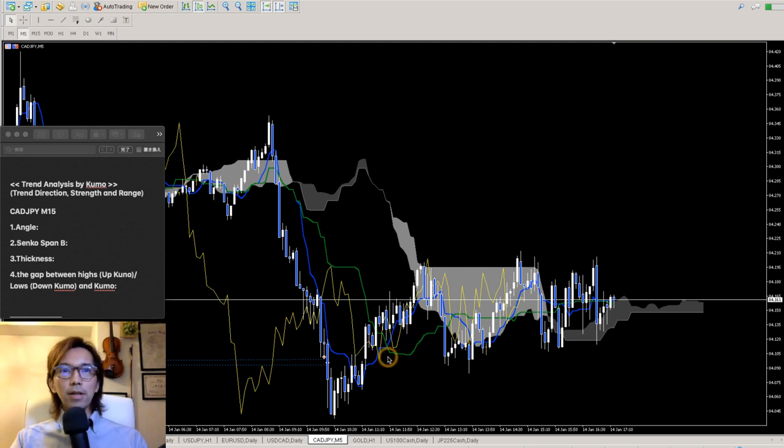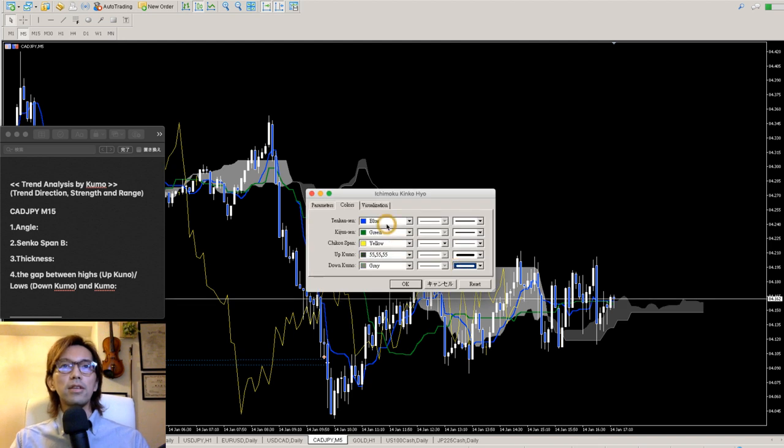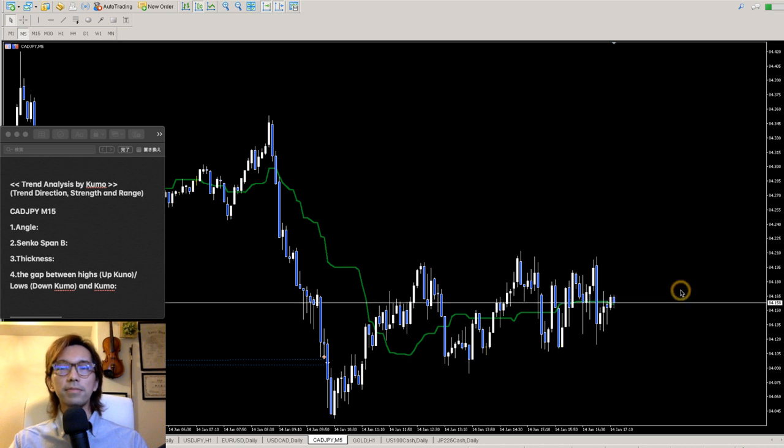And yeah, like I said before, when it's in the range, I look at the Kijun Sen. I only look at the Kijun Sen. So yeah, let me just show the Kijun Sen only to make it easier to understand. So when it's in the range, Kijun Sen really works. Alright, and I will make the Kijun Sen a little thicker here. Alright, so this is a Kijun Sen.